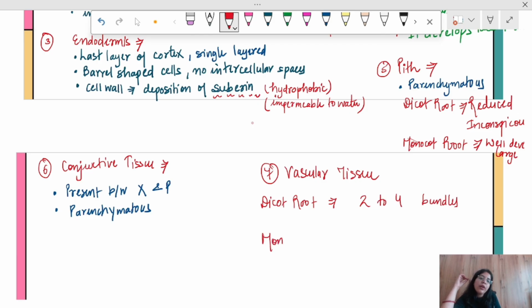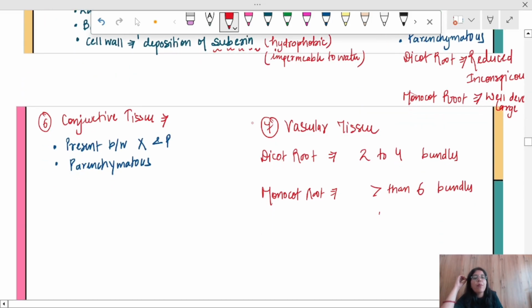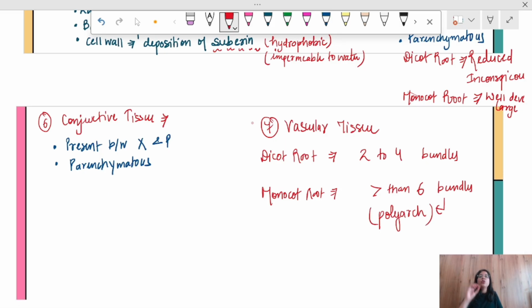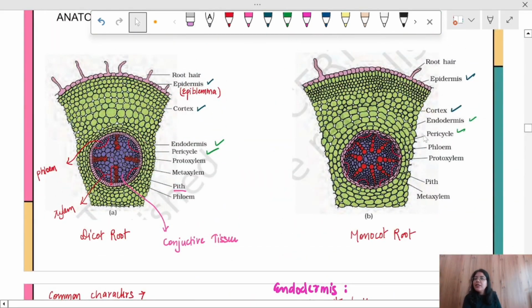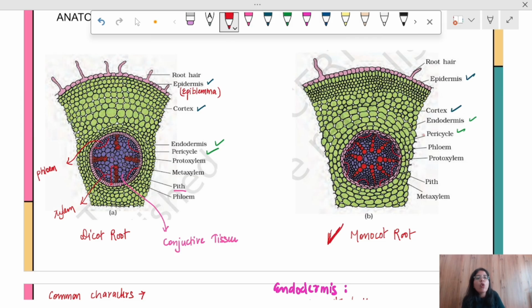But in monocot, you will have more than 6 bundles, and this more than 6 bundle condition is called polyarch. So what are the characteristic differences in the dicot and monocot stem? The characteristic differences are that everything is more in the monocot root. You have larger pith, and you have polyarch vascular bundle. This is the difference.